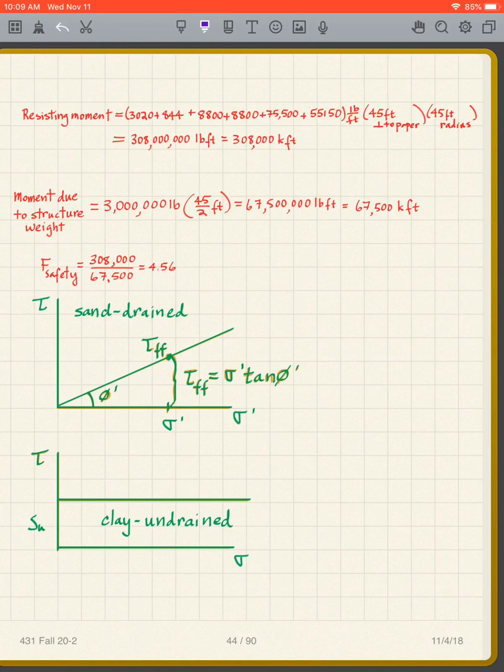And so I get a resistance of 308 million pound-feet, which is 308,000 kip-feet. The moment due to my structure weight is 3 million pounds times 45 over 2, because we're assuming it acts down the middle. And that gives me 67 million pound-feet, which is 67,500 kip-feet. I divide those two, and I get a factor of safety of 4.56. So that is how you handle multiple soil types.